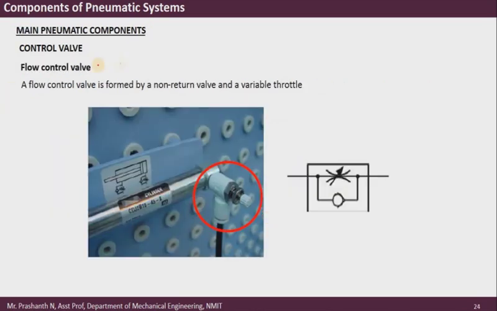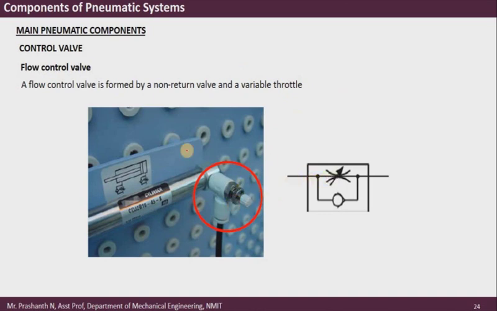Next, we will look into flow control valves. The flow control valves are basically valves which will control the quantity of air being supplied to the pneumatic system. Here it is also known as a throttle valve. What we'll be doing is controlling the amount of air or fluid that needs to be supplied to the pneumatic system or pneumatic circuit by throttling the cross-sectional area of the valve.